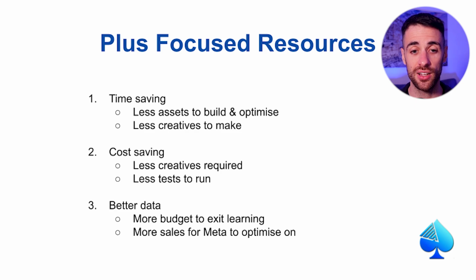There's also better data. That's more budget to exit the learning phase, which Meta wants. And because you're getting more sales in, that's more data fed back as to the type of people who are buying your product that Meta can then use to optimize and bring you in future people. Again, working with that machine learning that is a core element of the platform.